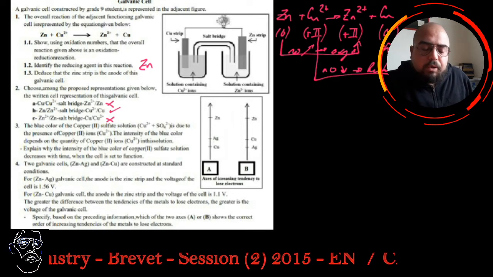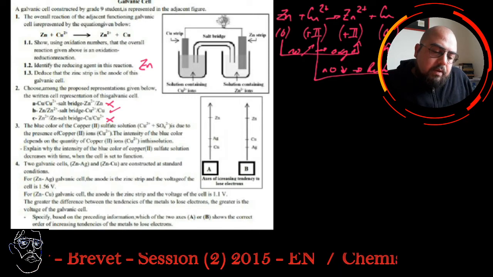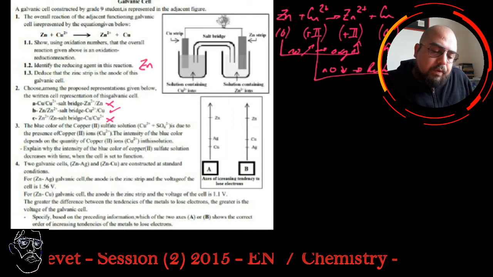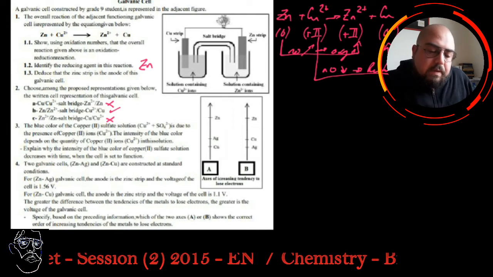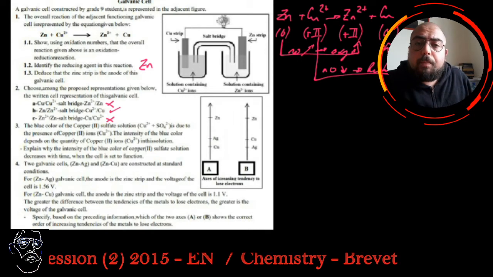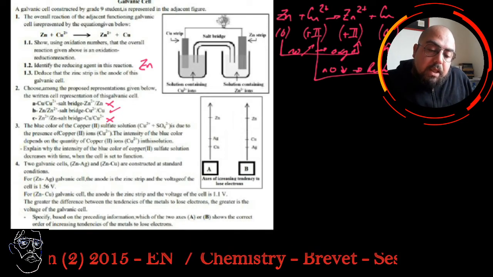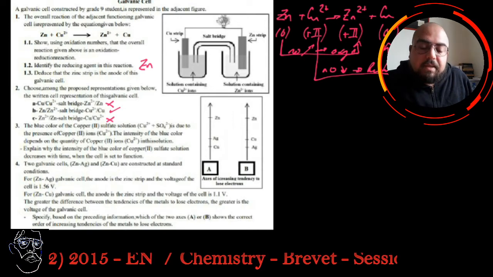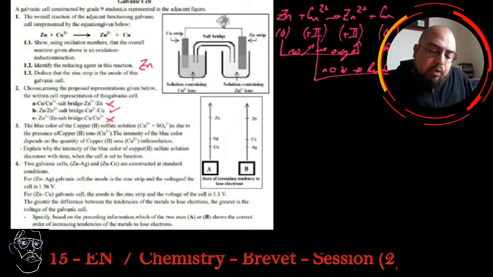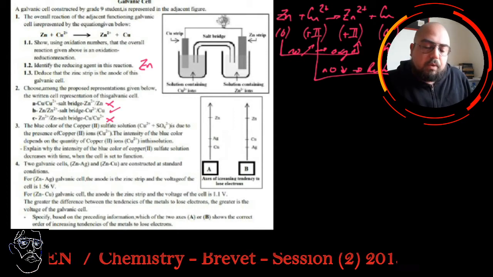Two galvanic cells, Zn-Ag and Zn-Cu, are constructed at standard conditions. For the Zn-Ag galvanic cell, the anode is the zinc strip and the voltage of the cell is 1.56. For the Zn-Cu galvanic cell, the anode is the Zn strip and the voltage of the cell is 1.1. The greater the difference between the tendencies of the metals to lose electrons, the greater is the voltage of the galvanic cell. Specify, based on the preceding information, which of the two axes, A or B, shows the correct order of increasing tendency of the metals to lose electrons.